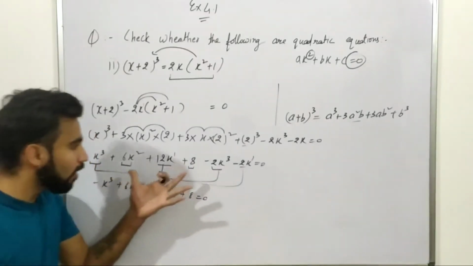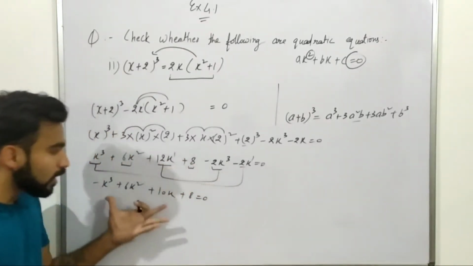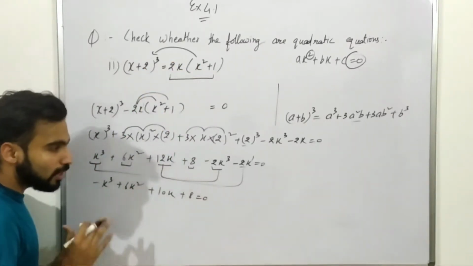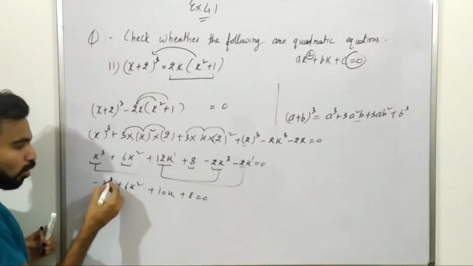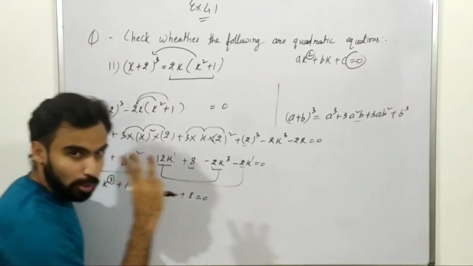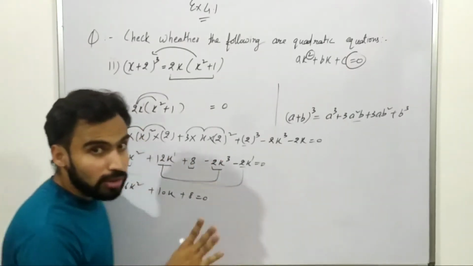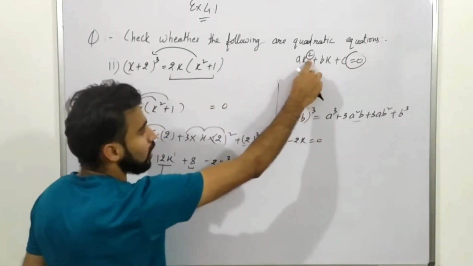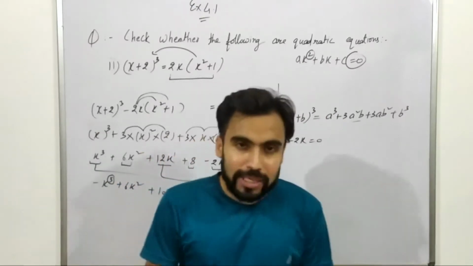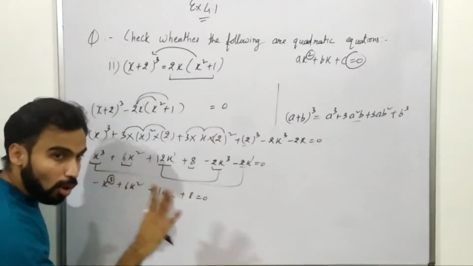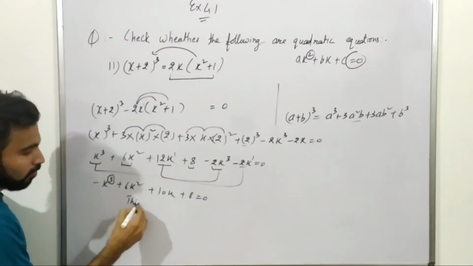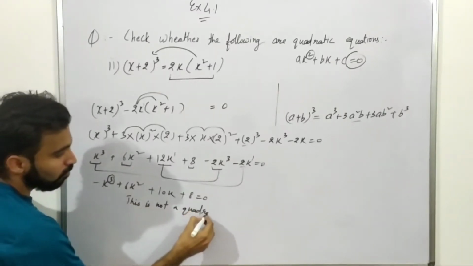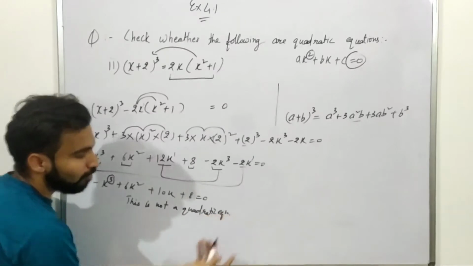Now you can see here I have reached the resultant equation after simplifying this. Now what you have to do is simply check whether the highest power is 2 or not. So here the highest power is 3. So this is not a quadratic equation. As you can see, in a standard quadratic equation, the highest power has to be 2. So this is not a quadratic equation. That's all.